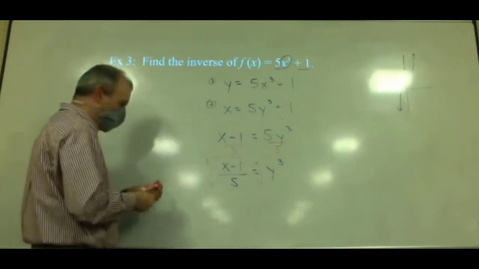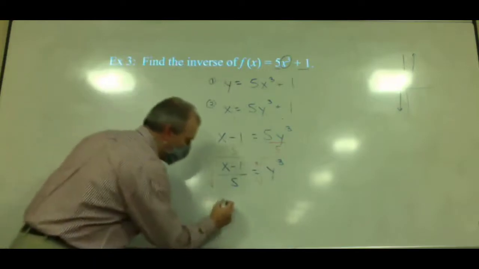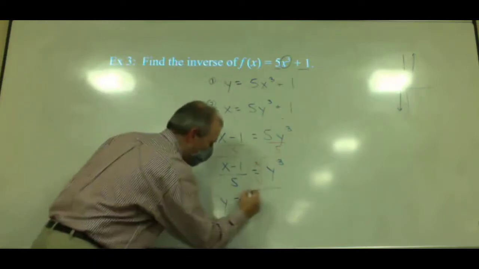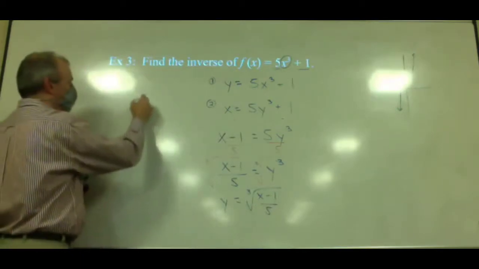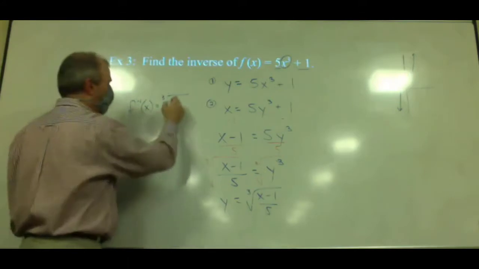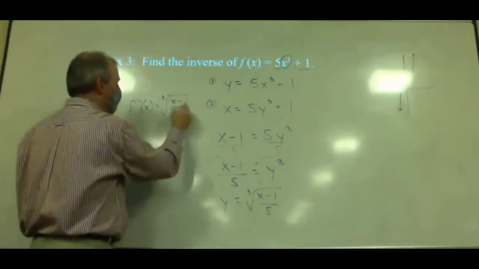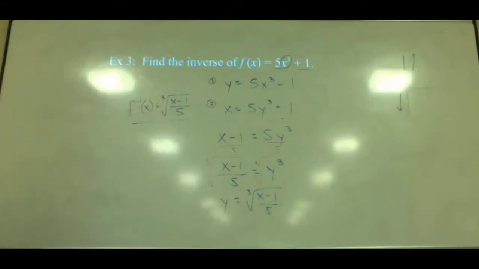And on the right-hand side, this cancels out. And our answer would be y equals the cube root of (x minus 1) over 5. And so that is our inverse. Now, you may wonder, why do we not have to put in the plus or minus when we take the cube root of both sides?